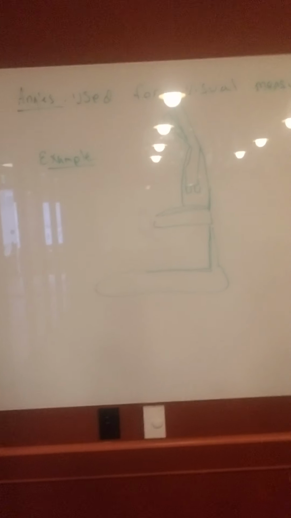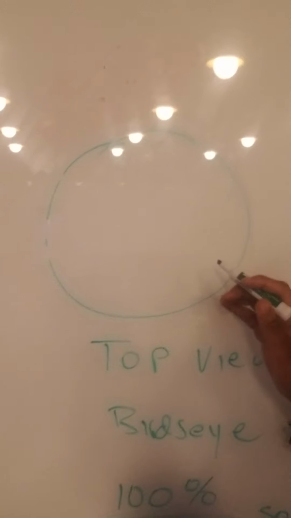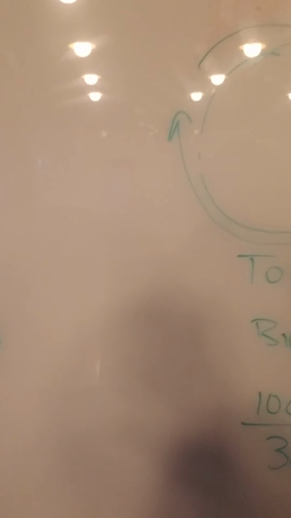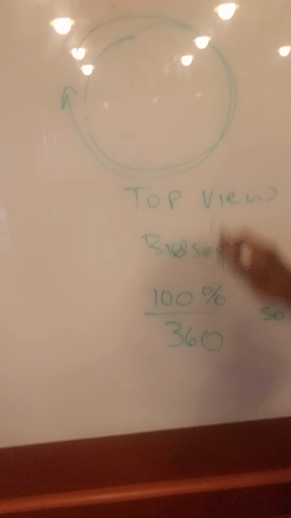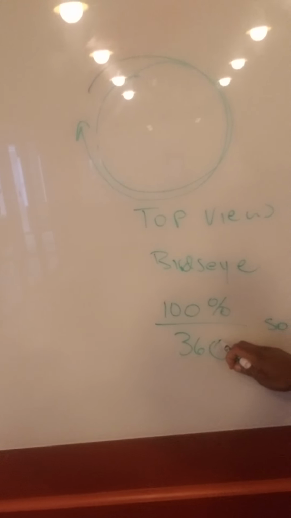A very simple real life application for considering angles is considering a microscope. When you look through a microscope, you see a slide through a perspective which looks like this. We'll call this perspective 360 degrees. That 360 degrees represents the entire, meaning 100% of that circle. So 100% of the circle is 360 degrees.